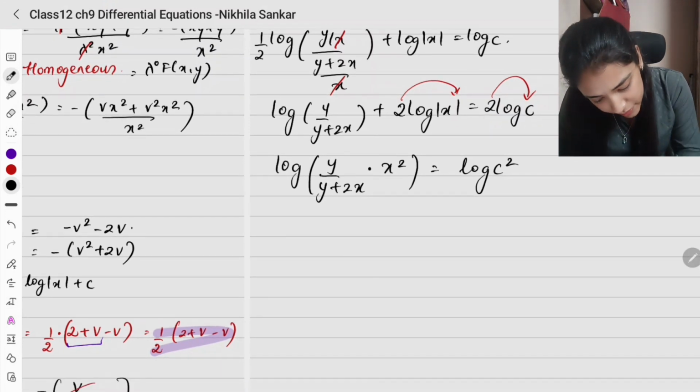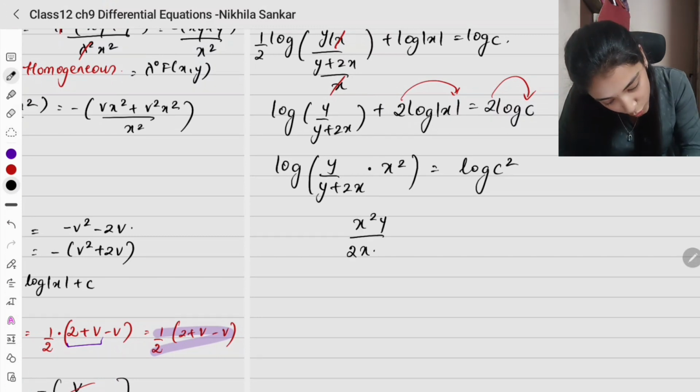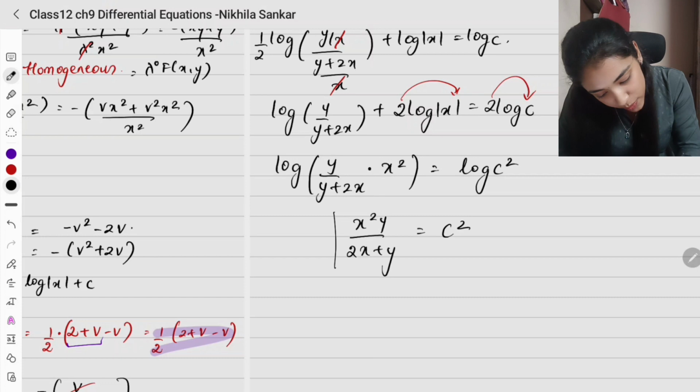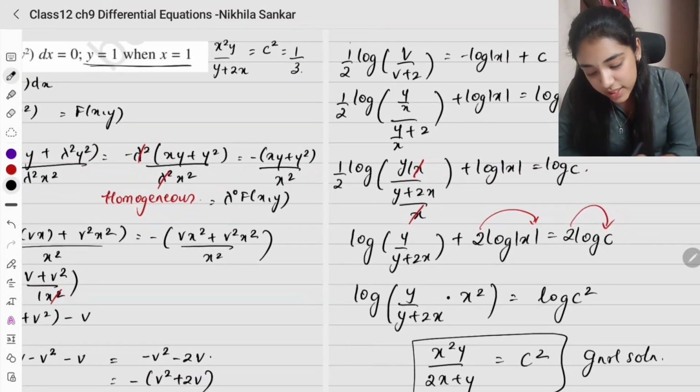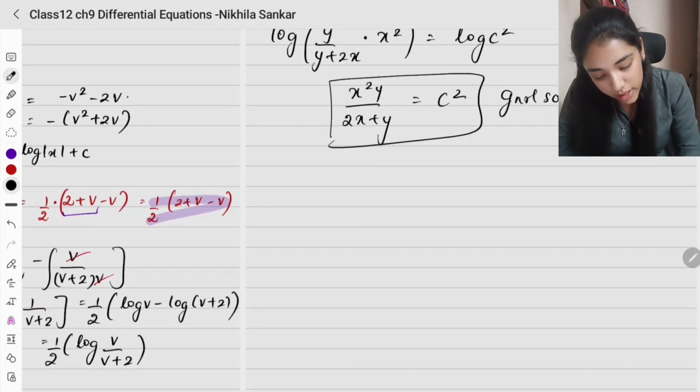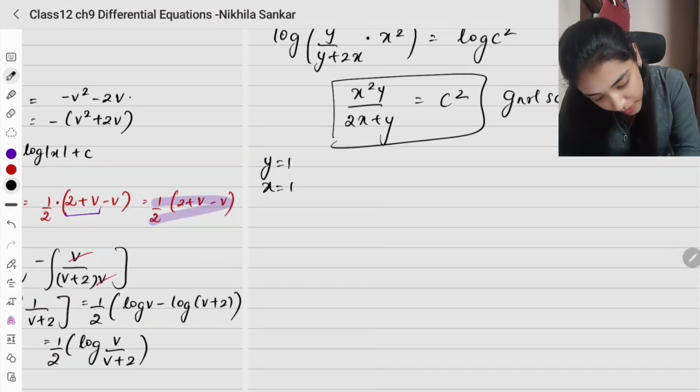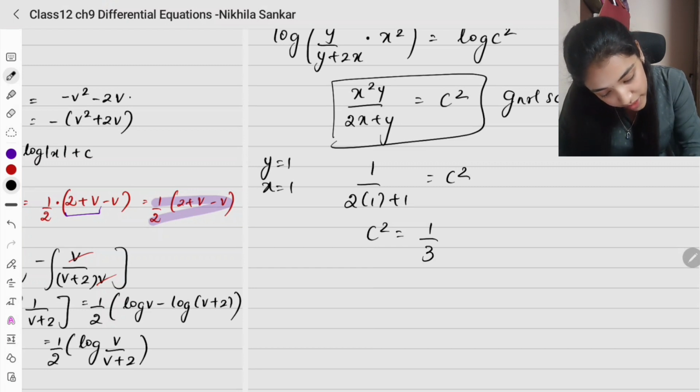Clear? Now I have taking exponent on both sides. I have x square y divided by 2x plus y equals c square. So this is my general solution. இப்போ particular solution என்ன? It is given that the value of y is 1 and x is 1. So y1 x1 போடலாமா? So I have 1 divided by 2 into 1 plus 1 equals c square. So c square equals 1 divided by 3.